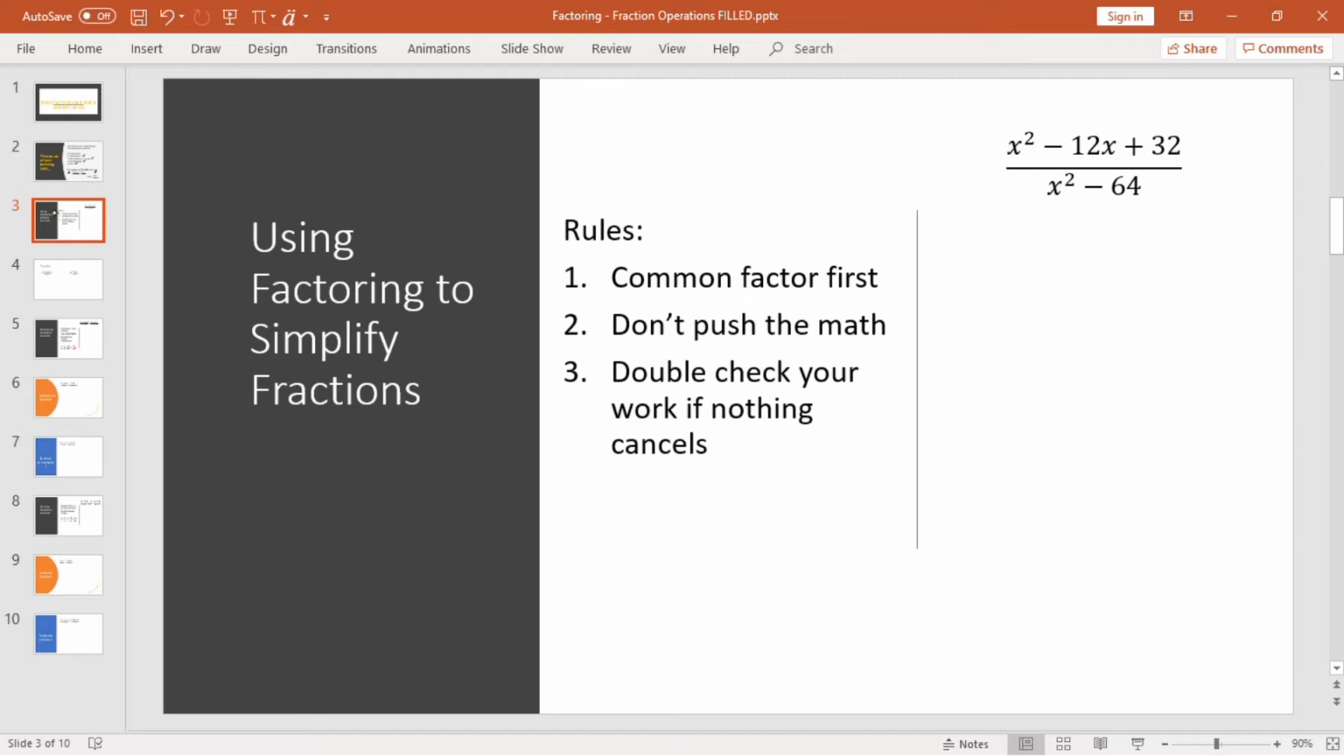We have a numerator and a denominator, n and d. So first I'm going to factor the numerator. And I see that it's x squared minus 12x plus 32. So I need things that multiply to 32 and add to negative 12. So I know that they both could be negative. I can make 32 with 8 and 4, and conveniently, if they're negative 8 and negative 4, they combine to negative 12.